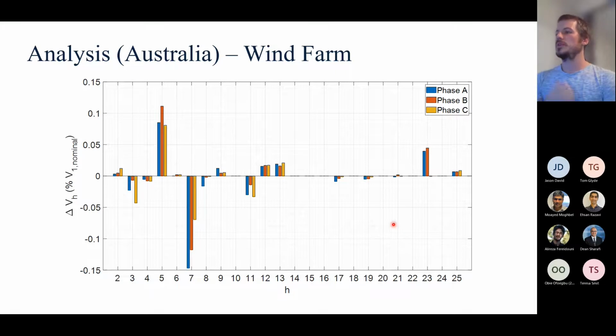So the first site that we had a look at was in Australia. It was a wind farm, roughly about 50 megawatts from memory. Ultimately what we looked at was we had a chunk of data before the wind farm connected and a chunk of data post the wind farm connecting. And each chunk of data was, I think, roughly about a month, give or take.